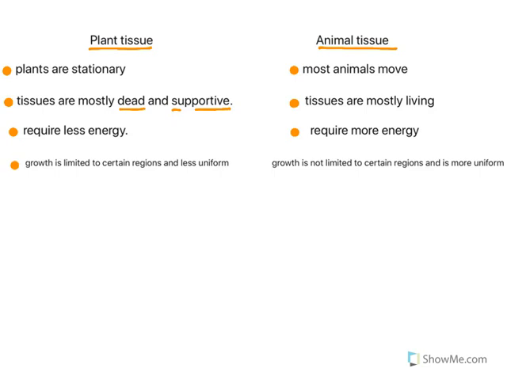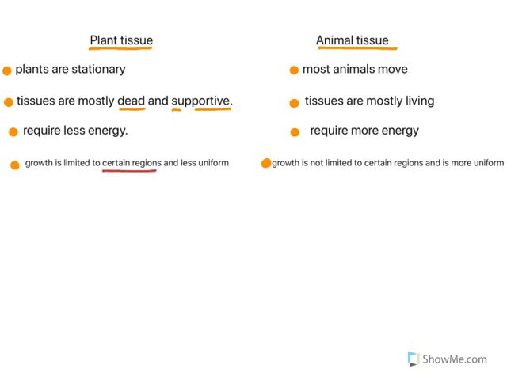The next point of difference is about growth. In plants, the growth is limited to certain regions and is less uniform. But when it comes to animals, the growth is not limited to a certain region and is more uniform. Now, why is the growth in plants limited to a certain region?